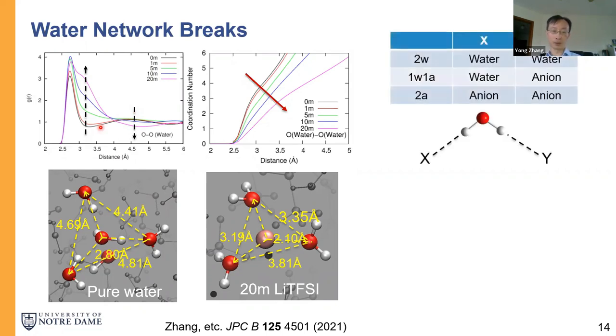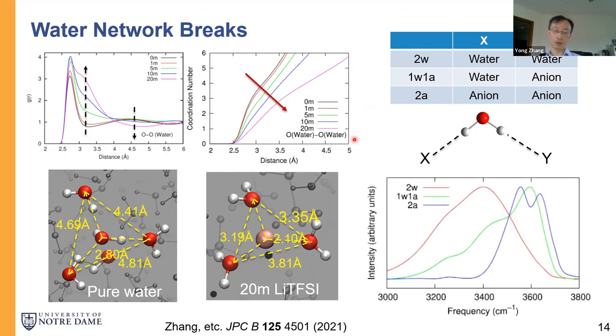We can also define our water based on the coordination environment of their hydrogens. Here we consider when the two hydrogens are coordinated to other water, we call this 2W. If they are both coordinated by anion, we call that 2A. So in between we have 1W1A. We use this definition because again, we can see something similar in experiments.